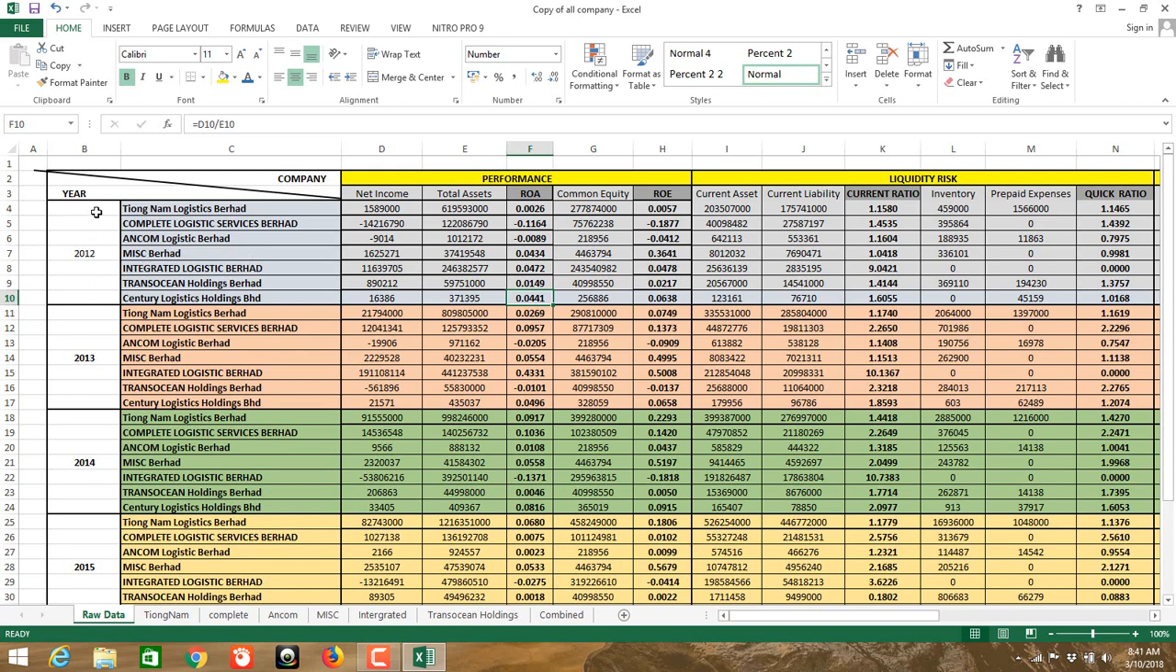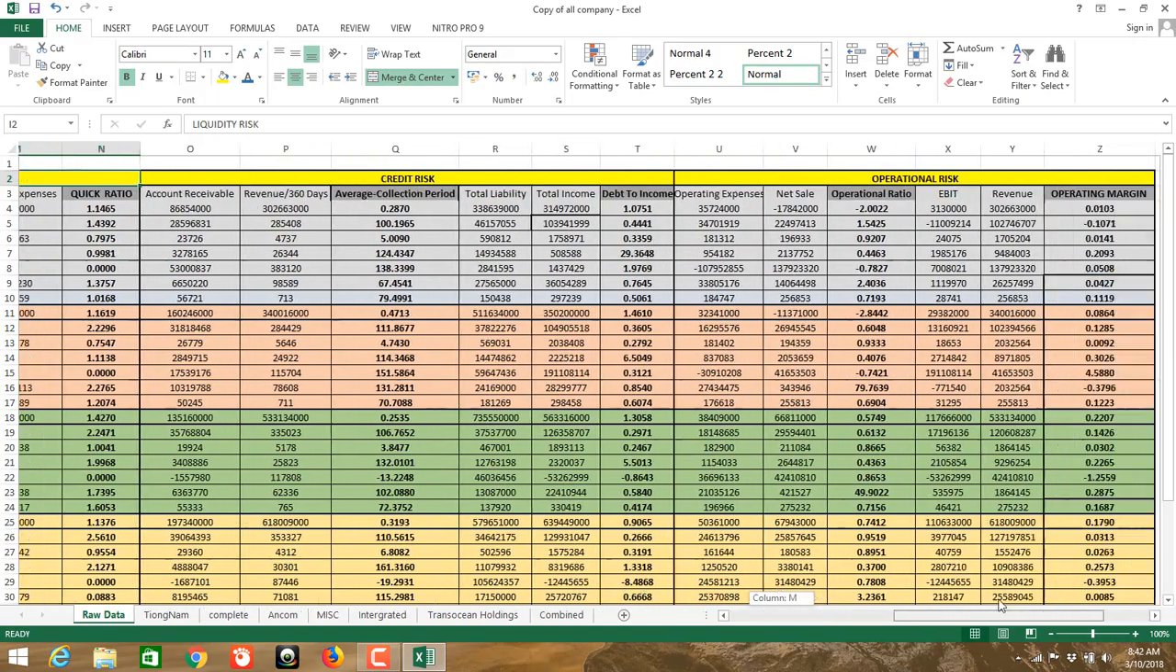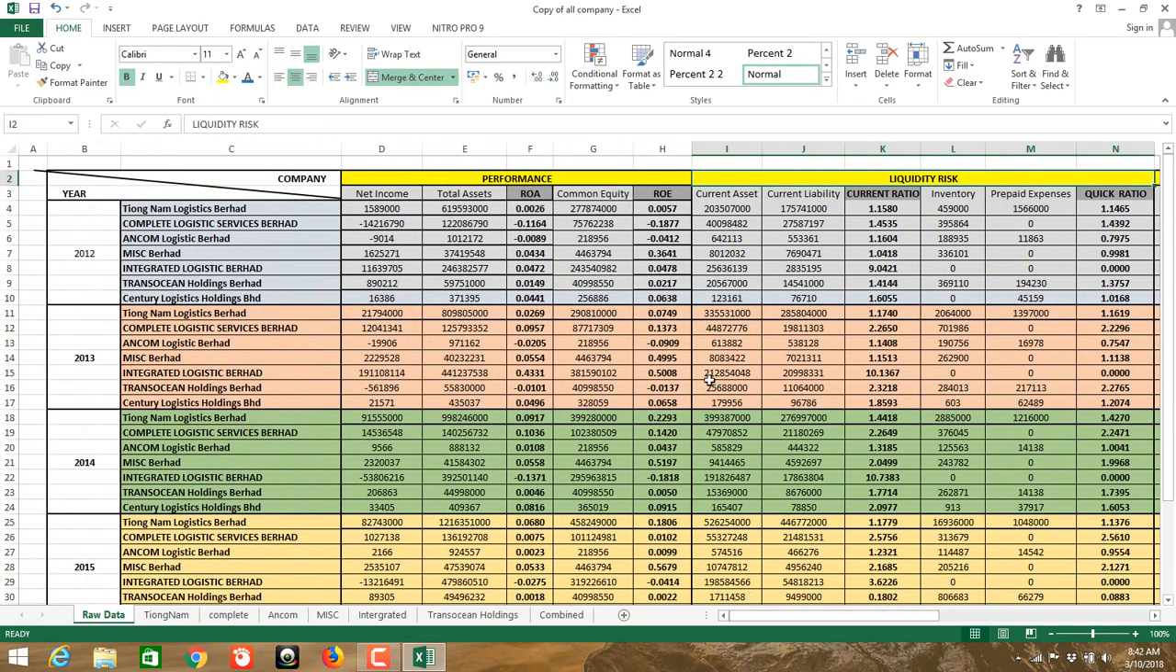If you see year 2012, and here, how many companies are there? About 7. So you actually have 7 of the performance ratio, which is ROA. You see, we have performance, liquidity, credit, operation, and so on. How many ratios you should include in your study depends on the objective of your study. If the objective of your study is mainly on risk, which is from internal factors, then these are the ratios.